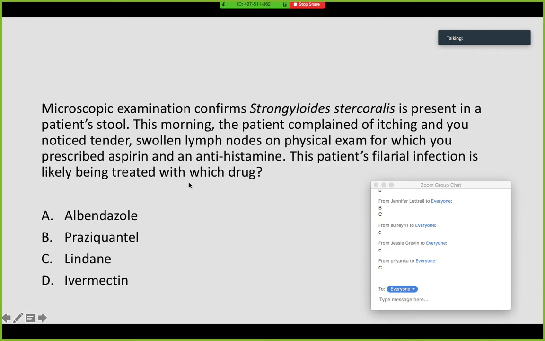Okay. Microscopic exam confirms Strongyloides stercoralis is present in a patient's stool. This morning, the patient complained of itching, and you noticed tender swollen lymph nodes on physical exam, for which you prescribed aspirin and an antihistamine. This patient's filarial infection is likely being treated with which drug? Right, so the correct answer is D. And what reaction is this describing? What is the name for it? Right, Mazzotti. Good job.